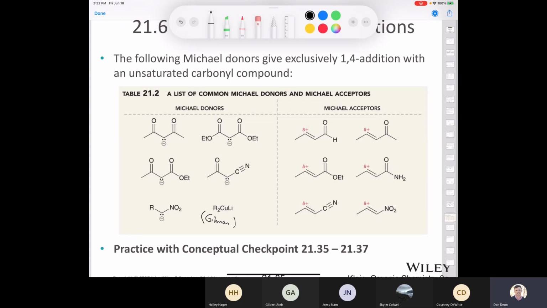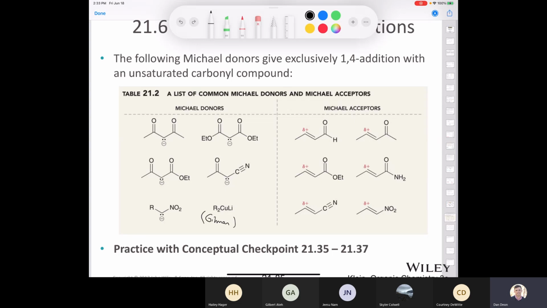Anyhow, now in terms of Michael acceptors, an alpha beta unsaturated aldehyde or an alpha beta unsaturated ketone, an alpha beta unsaturated ester, which we've made, an alpha beta unsaturated amide, an alpha beta unsaturated nitrile, and an alpha beta unsaturated nitro. These all make good Michael acceptors. So we have our Michael donors and our Michael acceptors.